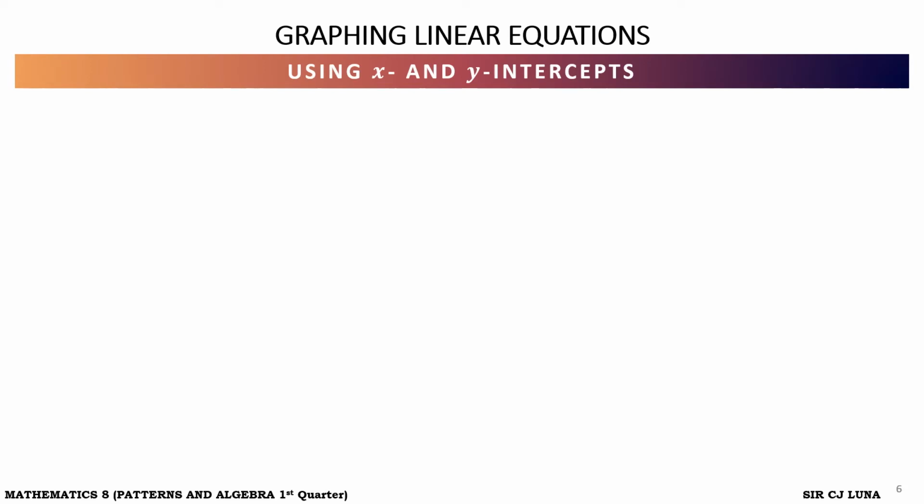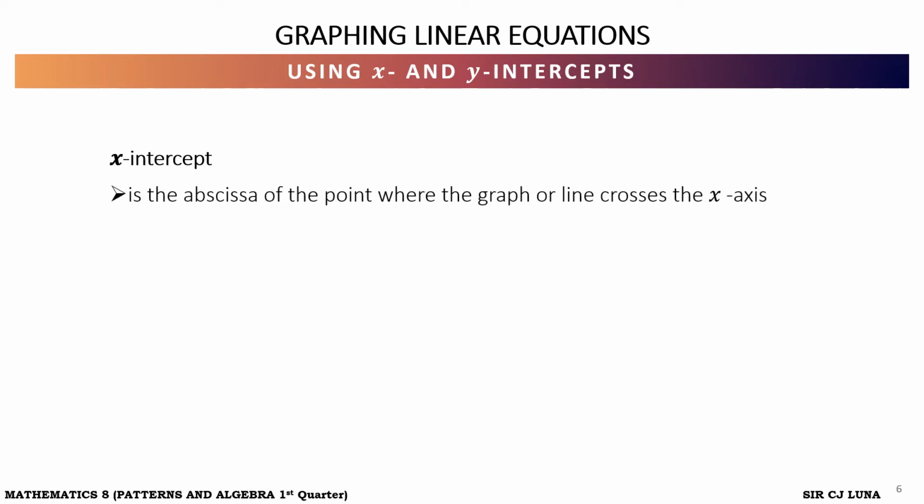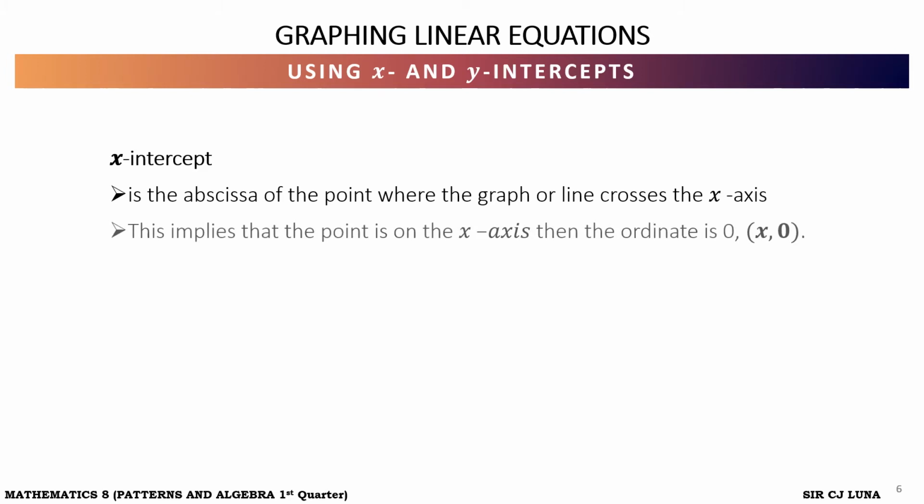Another way of graphing a linear equation in two variables is by using the x-intercept and the y-intercept. So, x-intercept is the abscissa of the point where the graph or the line crosses the x-axis. This implies that the point is on the x-axis, then the ordinate is 0. So, our point here is x, 0.